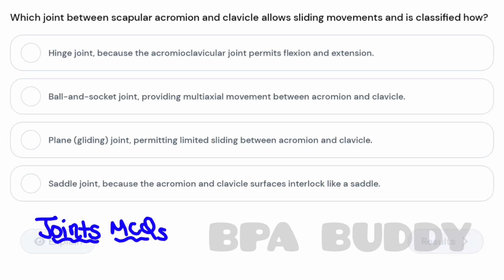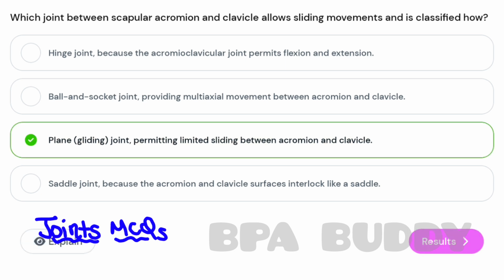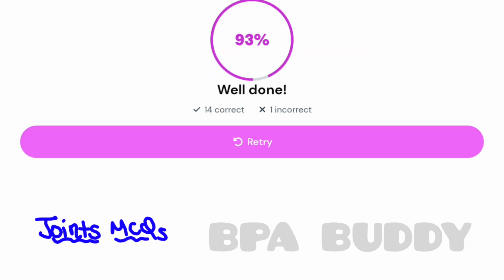Which joint between the scapular acromion and the clavicle allows sliding movement and is classified how? So the plane gliding joint allows small gliding and rotation between the scapula and the clavicle. Okay, I guess the one wrong answer and rest 14 right.